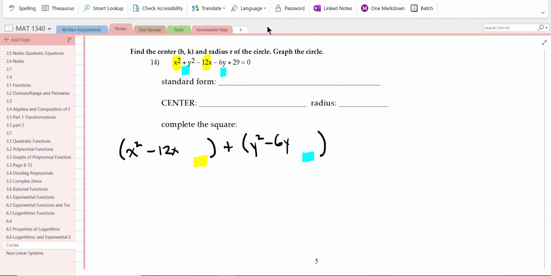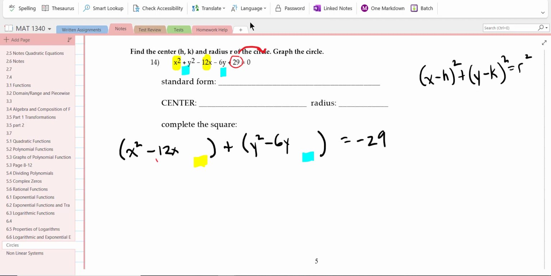And then the other thing you want to do is if you have a number, move that number to the other side of the equation so it becomes -29. So what you're always going to do with this general form of a circle is group the x's, group the y's, and have the number on the other side. The reason we're doing that is we want our answer to look exactly like what I just taught you: x minus h squared plus y minus k squared equals r squared. That's what we're after.